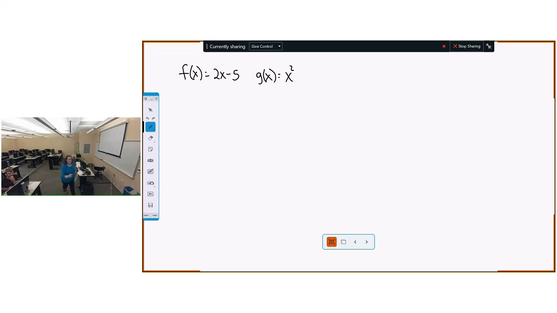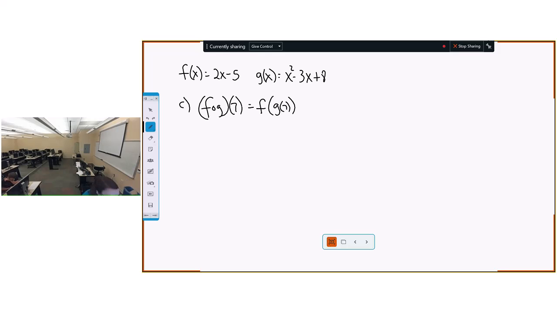Minus 3x plus 8. All right, now we're going to look at f circle g of the number 7. Okay? There are two ways to do this, and I'm going to show you both ways. We know this is going to be f of g of 7.